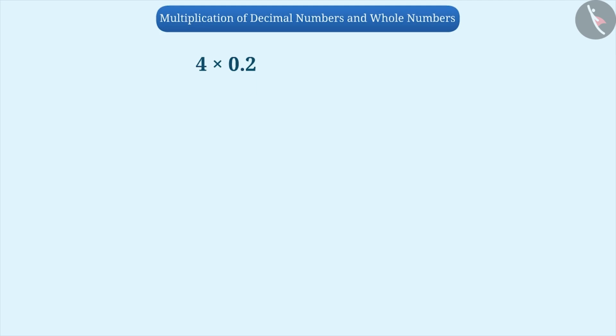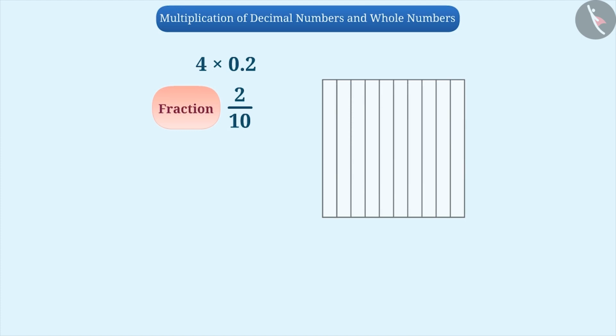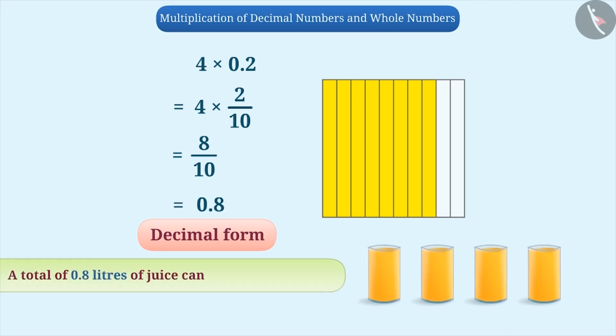Decimal number 0.2 can be represented in fraction as 2 by 10. This shows that if we consider 1 square as a unit, then 2 parts out of 10 equal parts are 2 by 10. Since 0.2, which is 2 by 10, is repeated 4 times, we will repeat these 2 parts for 4 times. From this, we get total 8 shaded parts out of 10. Hence, the total shaded part will be 8 by 10. We represent it in decimal form as 0.8. So we can say that 4 multiplied by 0.2 is equal to 0.8, means total 0.8 liters of juice can be filled in 4 glasses.